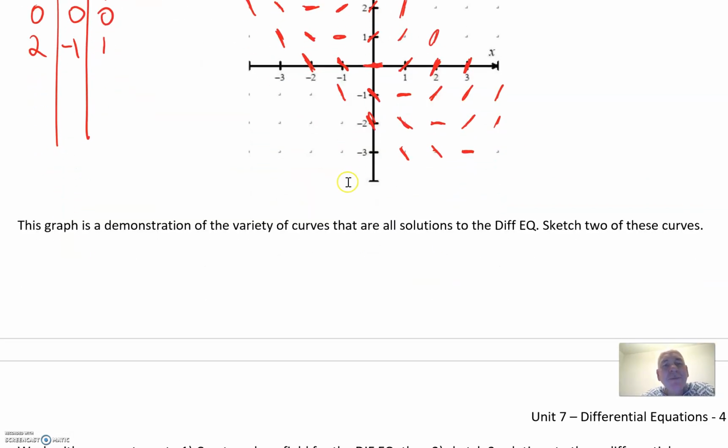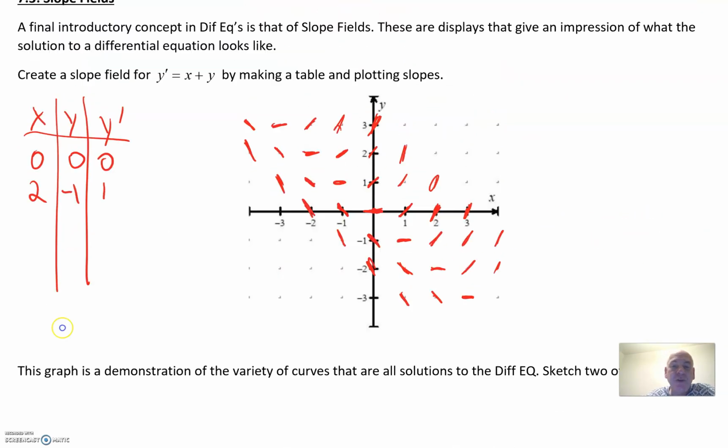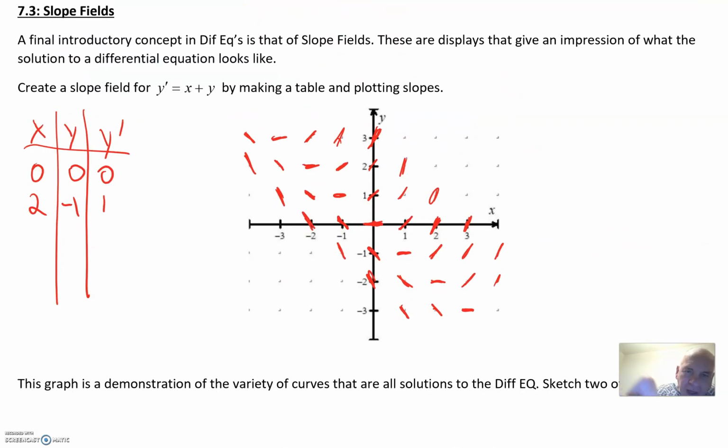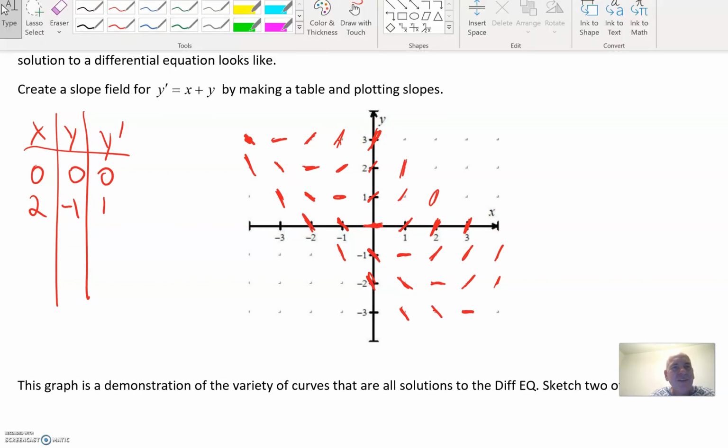So this graph is a demonstration of the variety of curves that are all solutions to the differential equation. Sketch two of these curves. So you can just pick a spot and say, suppose it went through this point. These are all the general solutions of this. But if I go through that particular point, then I can see, oh, wow, I'm going to have a slope of -1, and then I'm just going to keep having a slope of -1.